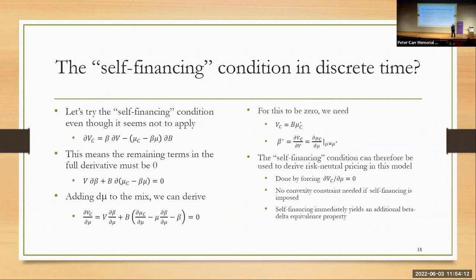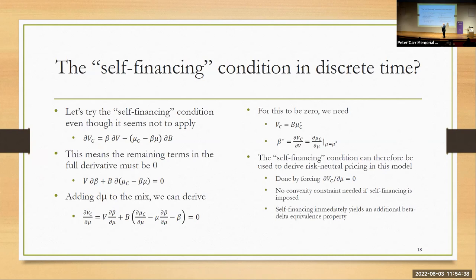As a special bonus though, I thought it would be fun to see what if, instead of putting this constraint on and re-optimizing, I instead used the self-financing condition? Now in a continuous time model, in Merton, it's very clear what that means. The hedge portfolio has no cash being thrown off of it. In the static model, it doesn't really mean anything.